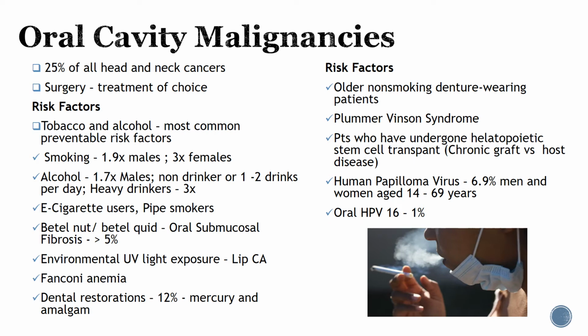Human papillomavirus is an epitheliotropic virus detected to varying degrees in samples of oral cavity squamous cell carcinoma. The overall incidence of oral HPV infection in the U.S., based on the survey in 2009 and 2010, was 6.9% in men and women aged 14 to 69 years old. Oral human papillomavirus subtype 16 was 1%, and the prevalence of oral HPV was significantly higher in men and was linked to the number of sexual partners in the patient history and the number of cigarettes smoked per day.